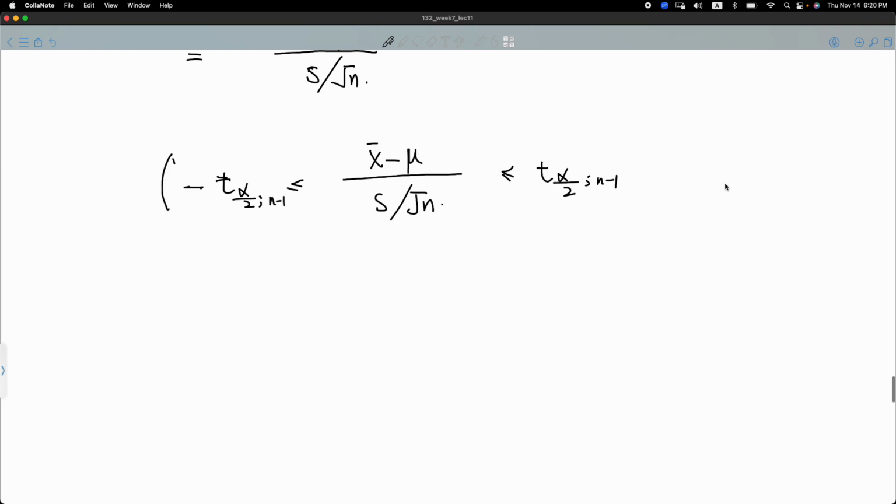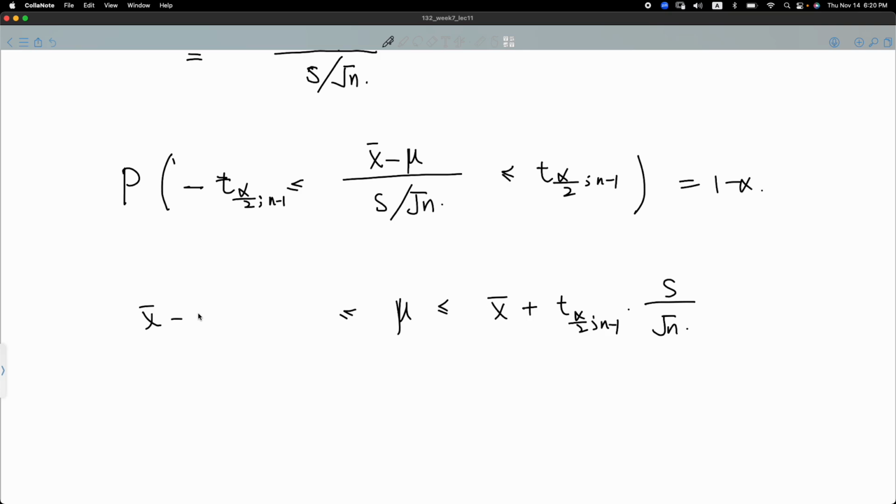So for this event to have 1 minus alpha probability, you will need to rely on the quantile from the t distribution, and the final confidence interval for mu here is going to be x bar plus the t quantile for your confidence level, multiplied by s over square root of n, and x bar minus the t quantile for the t distribution, multiplied by s divided by square root of n.